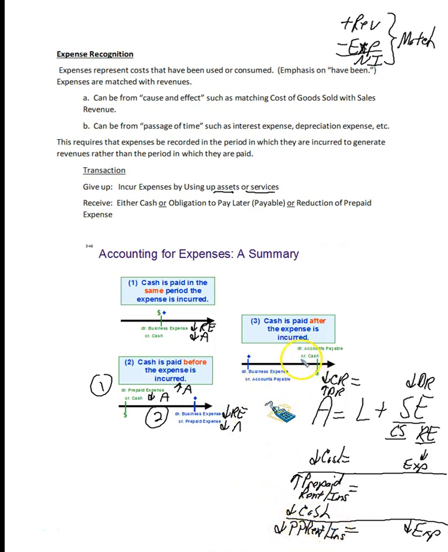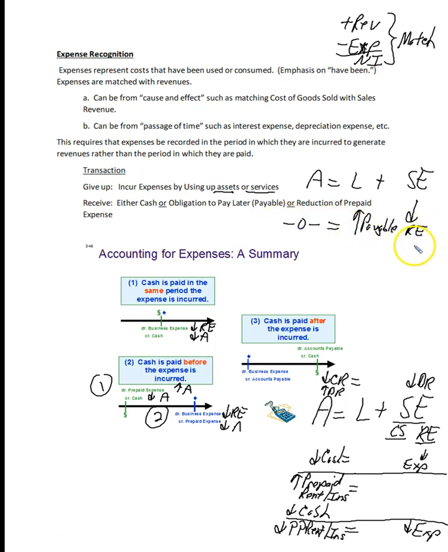Okay, the third possibility is paying for the expense after I've used it. A good example of that would be like utilities. So in this case, I first use it, so retained earnings will go down because I have consumed it. I haven't paid for it yet, so if I've got my assets, liabilities, and stockholders' equity here, then I'm going to create some sort of payable. I'm just going to spell it out. And then nothing happens on the asset side.